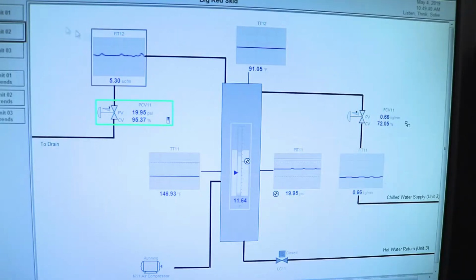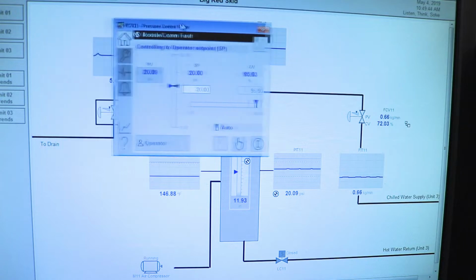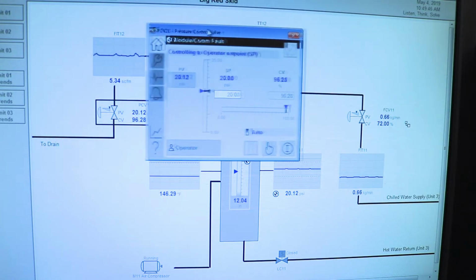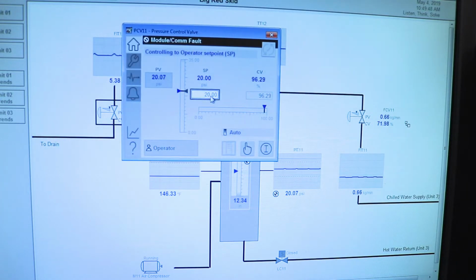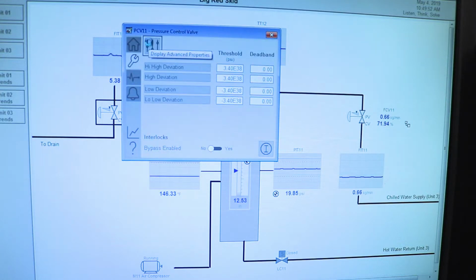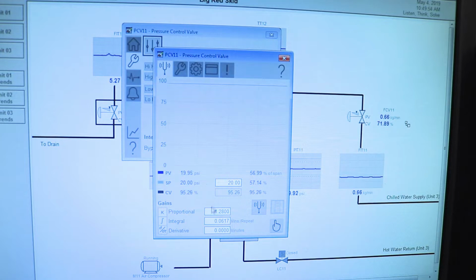Here we have Unit 1 of the Big Red Skid. This is PCV11, which controls the outflow of air from the stripper column. Our set point is 20 psi, and this set point is maintained by using PI control. Here's our proportional gain, and here's our integral time.